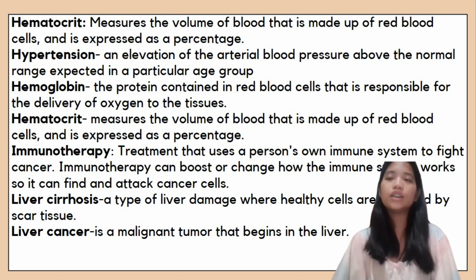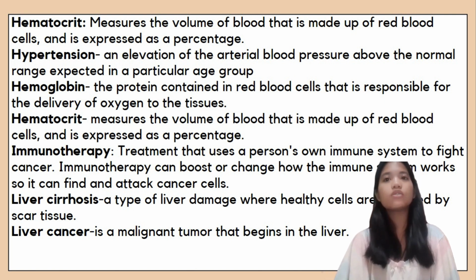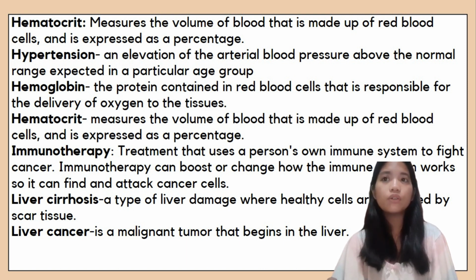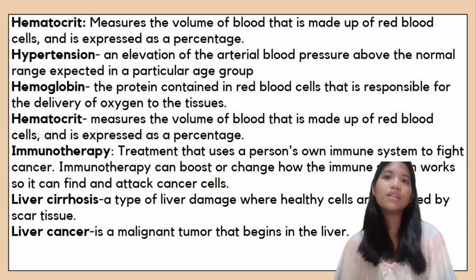Hypertension. So hypertension is an elevation of the arterial blood pressure above the normal range expected in a particular group. So next is immunotherapy. So it is a treatment that uses a person's own immune system to fight cancer. So immunotherapy can boost or change how the immune system works so it can find and attack liver cells. Next is liver cirrhosis. It is a type of liver damage where healthy cells are replaced by scar tissue.